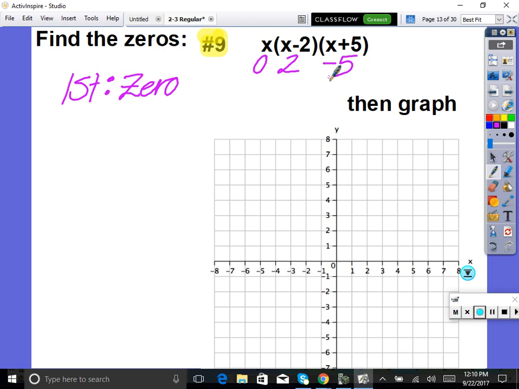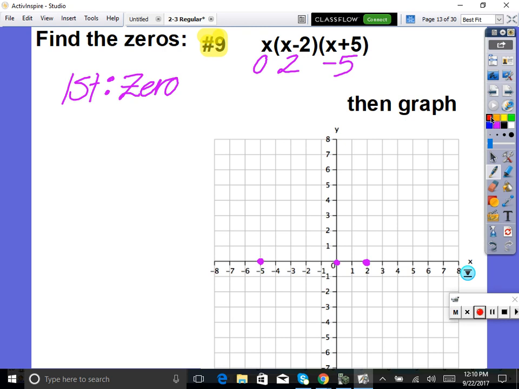All right, sorry, I didn't clarify that. So you're going to graph it. Do you know how you picked up some graphs when you walked in? Okay, here we go. So you're going to go ahead. That's the first thing you'll draw in, your zeros. Draw in 0, draw in 2, draw in -5.